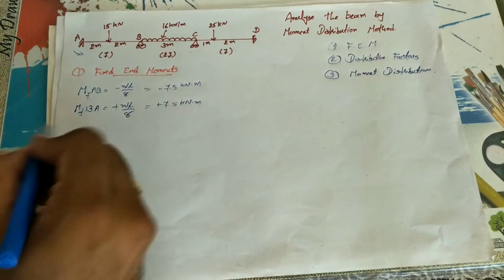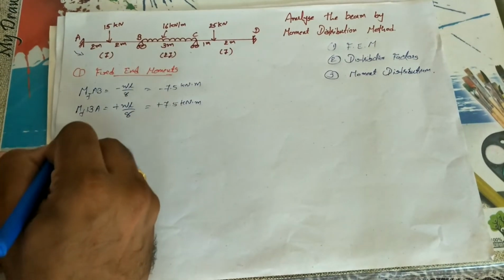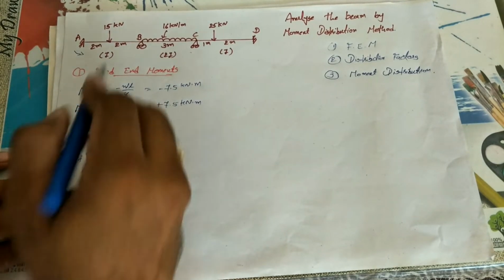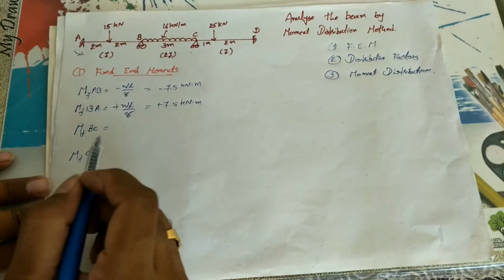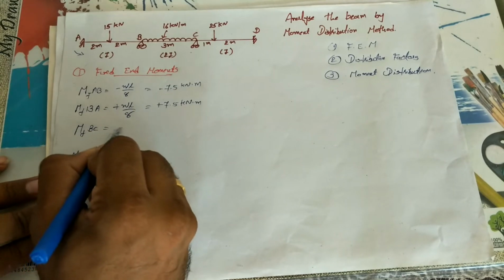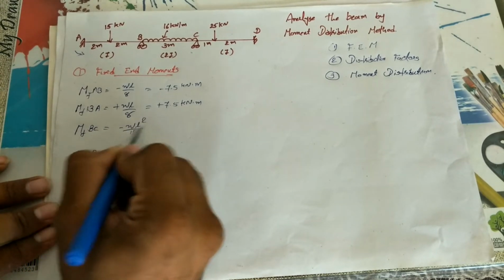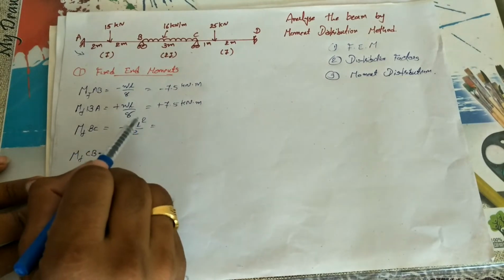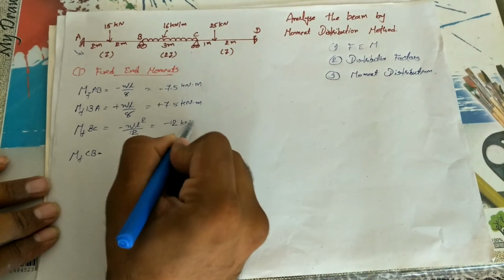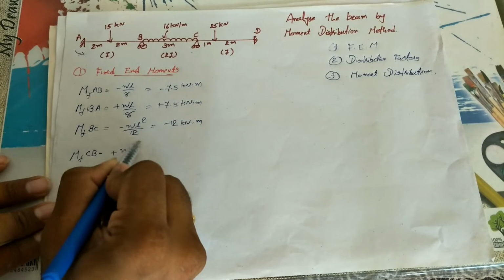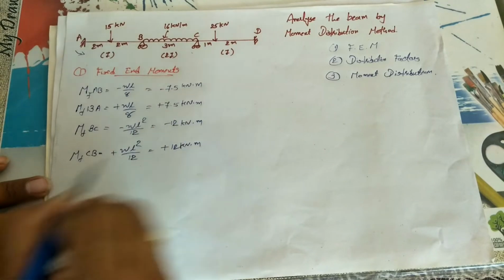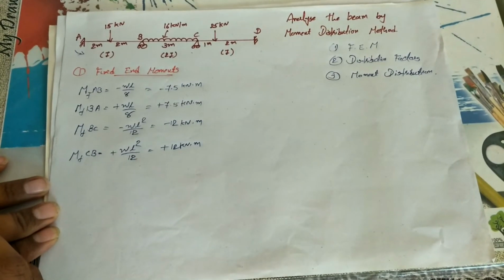Second, about BC, MF B to C and MF C to B. Here the UDL is on the entire span, so the end moment equation is minus WL square by 12. If we put the values, W is 16 and L is 3, squared, divided by 12. So we will get 12 kilonewton meter, and this is WL square by 12 plus, so this is plus 12 kilonewton meter.